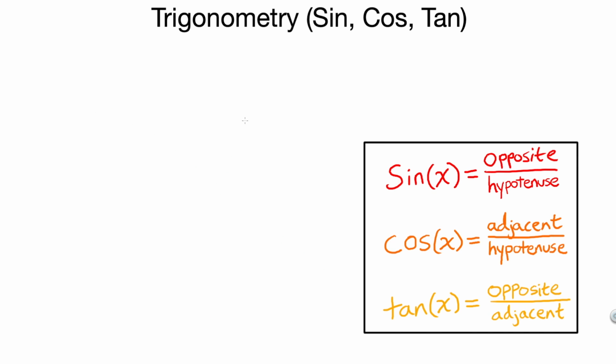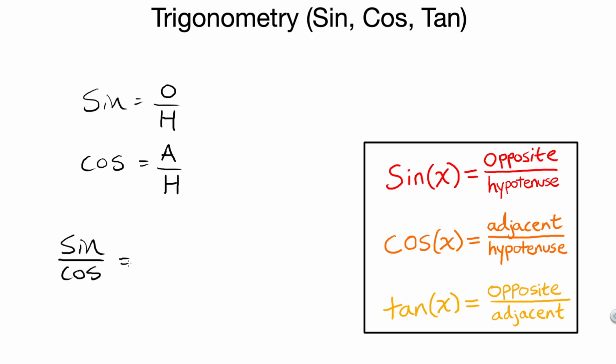There's one last important thing to discuss. Here I have the definitions of sine, cosine, and tangent again. What if I divide sine by cosine? If I write it shorthand, sine is O over h, or opposite over hypotenuse, and cosine is A over h, or adjacent over hypotenuse. Dividing sine by cosine gives us O over h divided by A over h. This is the same thing as O over h times h over A, or just O over A.